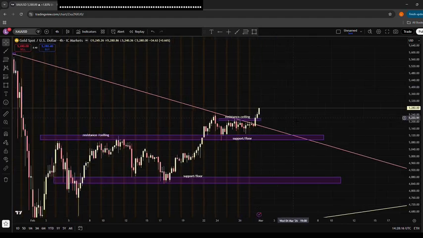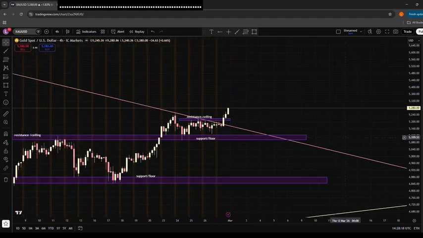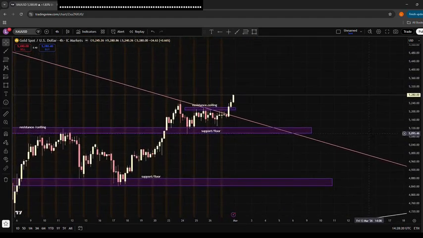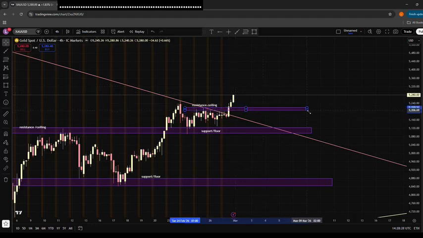But please remember, because it has pushed through this ceiling, what are we expecting it to do? We're expecting it to come back down at some point and retest. So then this will become support once it comes back down and retests. Oh, where's my writing gone? I can't see it.